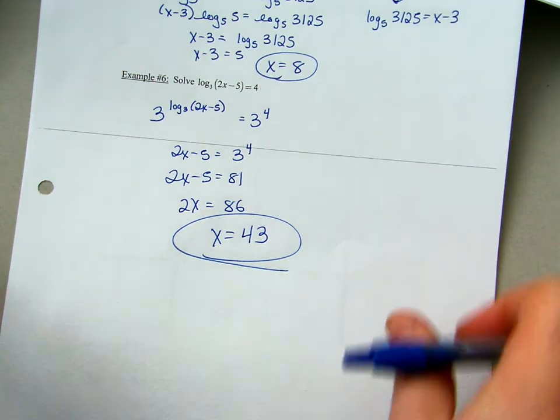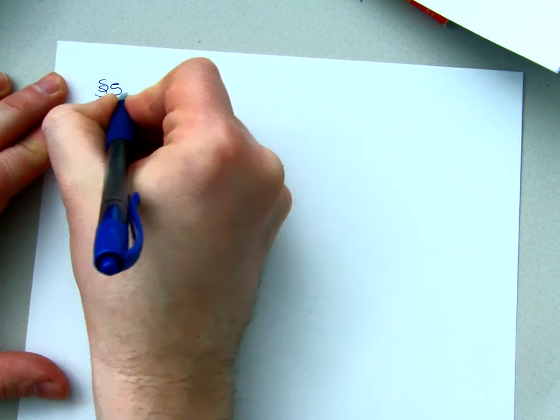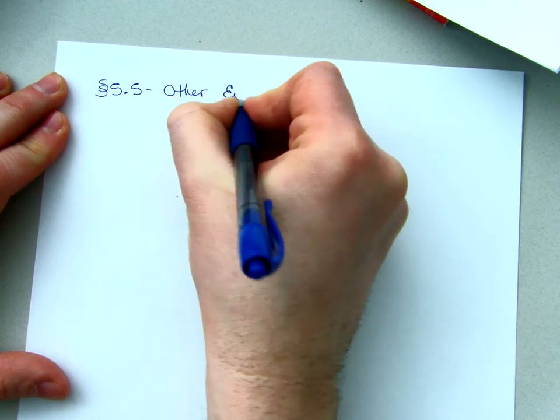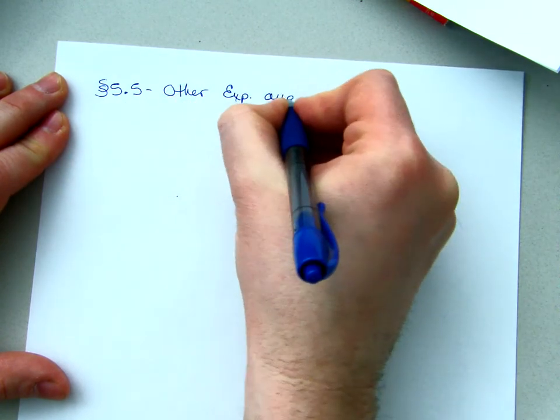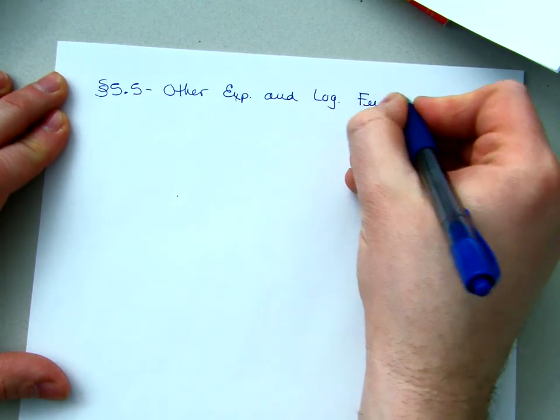The new stuff. We need to get into derivatives and integrals involving other logs and other exponential functions. So in your book, this matches up with section 5.5. Other exponential and logarithmic functions.